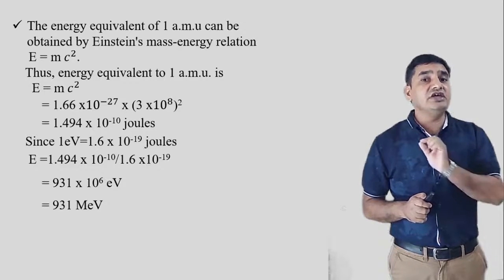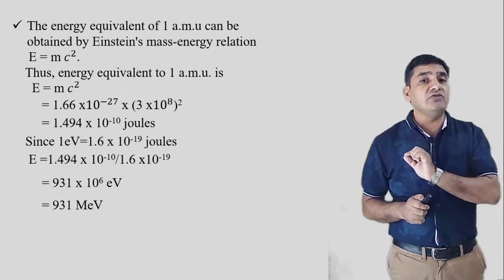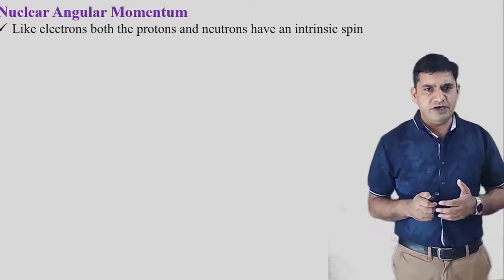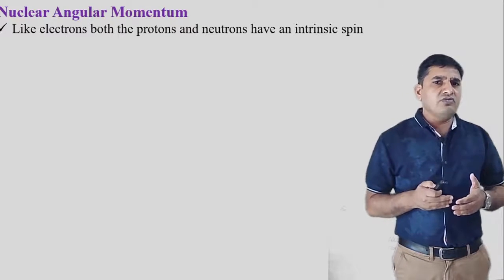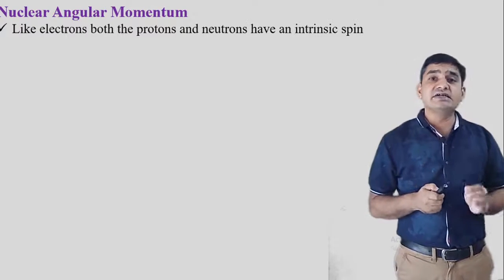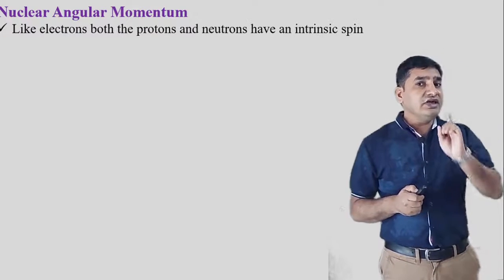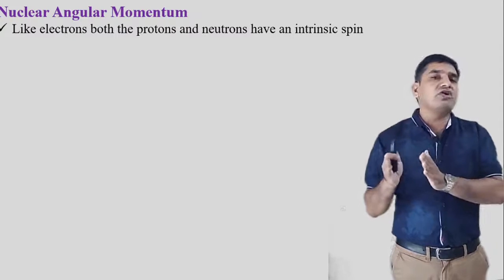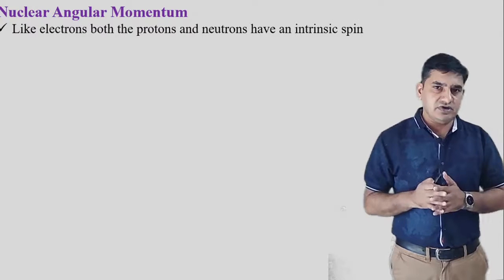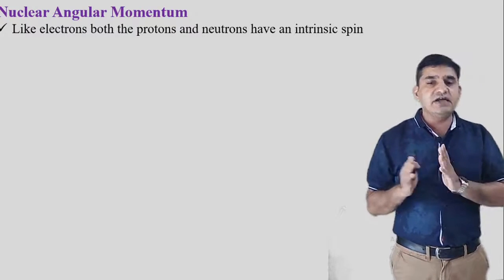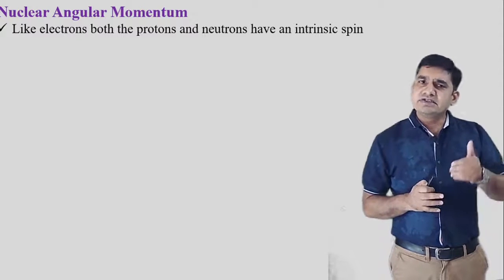This is energy equivalent to 1 AMU. Okay. Now, nuclear angular momentum. Like the electron, both the protons and neutrons have intrinsic spin. We know that the electron has spin, it is plus or minus 1/2. The electron has positive spin as well as negative spin.